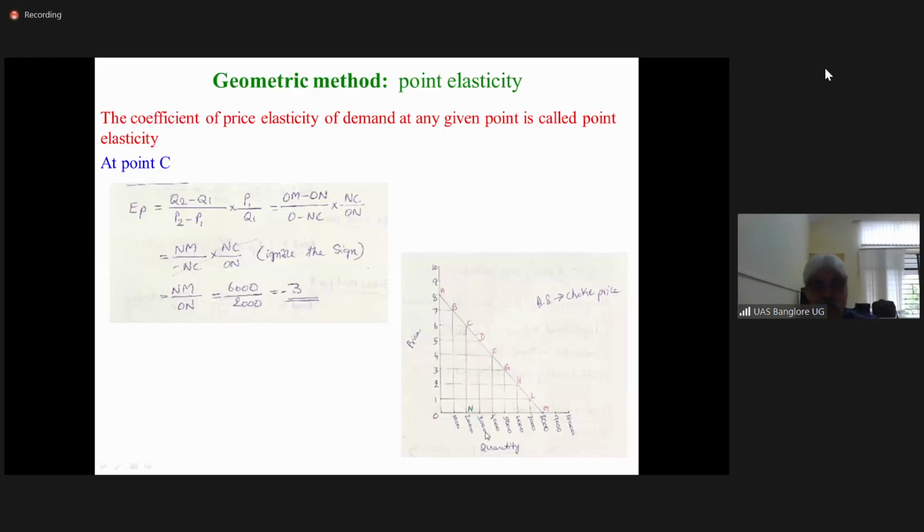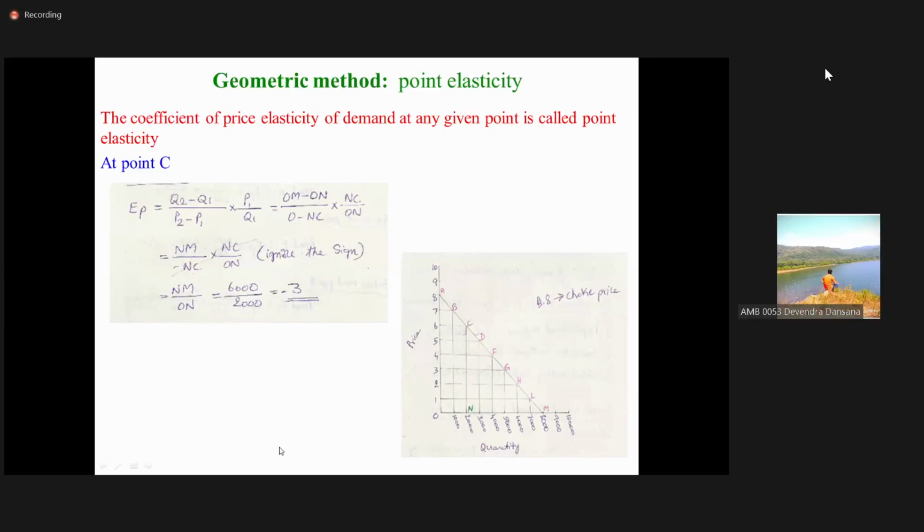Did you get that? In this example, at point C, NM is from this point to this point, that is 6000, because it is 2000 to 8000. The difference between 8000 and 2000 is 6000, divided by ON. ON is 2000. So 6000 by 2000 is minus 3. Because we have the minus sign, we ignore that. I hope you have understood.